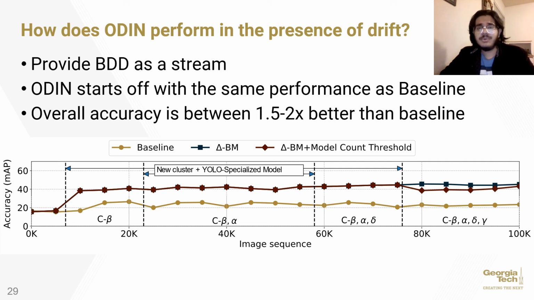For the end-to-end evaluation, we run ODIN with all components and provide BDD as a stream, one subset at a time. We start with rainy data, then add day data. We then add night data, and finally snowy data to the stream. These are the cluster labels on the plot below: beta, alpha, delta, and gamma. ODIN's overall accuracy is 1.5 to 2 times better than the baseline. It is also 6 times smaller and faster on our object detection UDF. For other UDFs, these performance metrics may vary based on their construction.